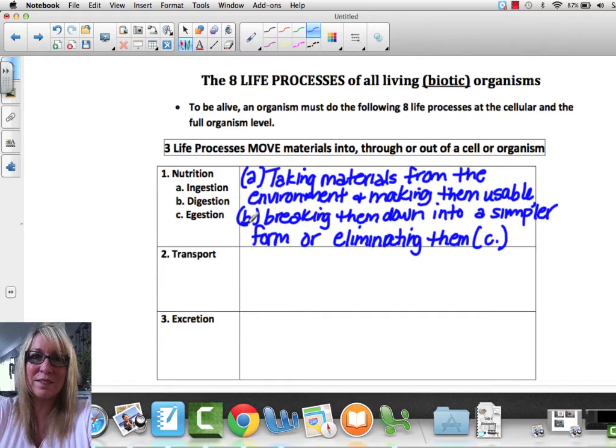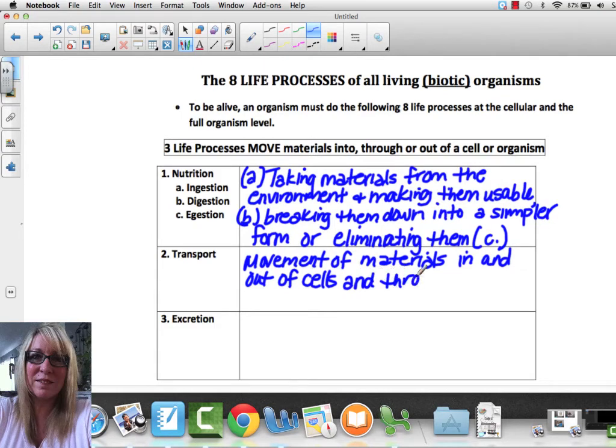And then we have transport, movement of materials in and out of cells and throughout an organism. Remember, anytime that I'm speaking too fast and you need to catch up writing, you can just pause me.